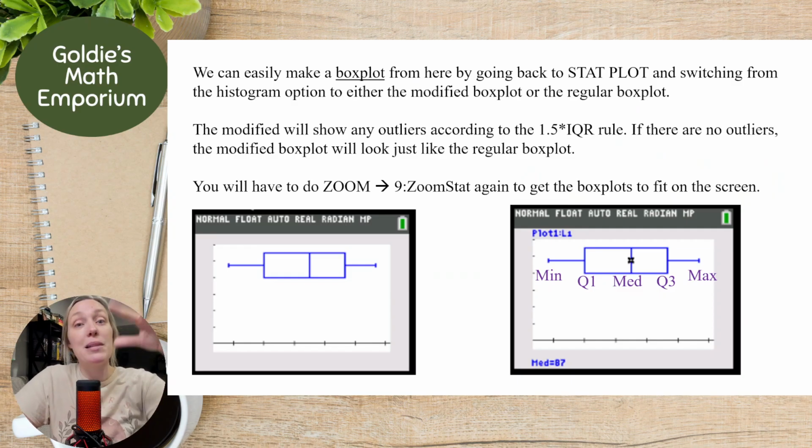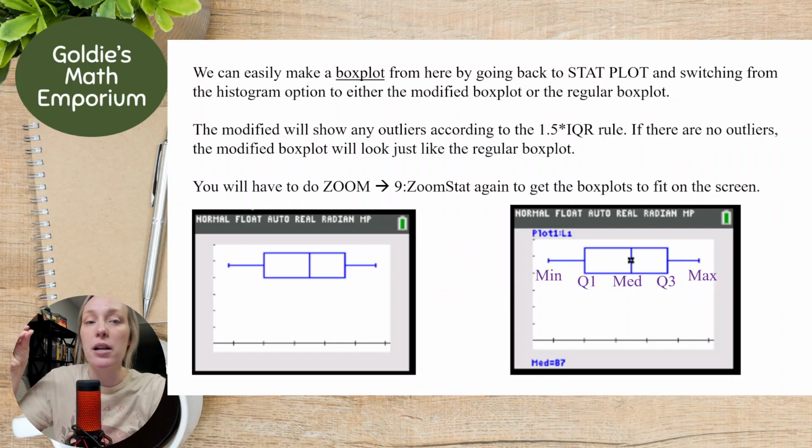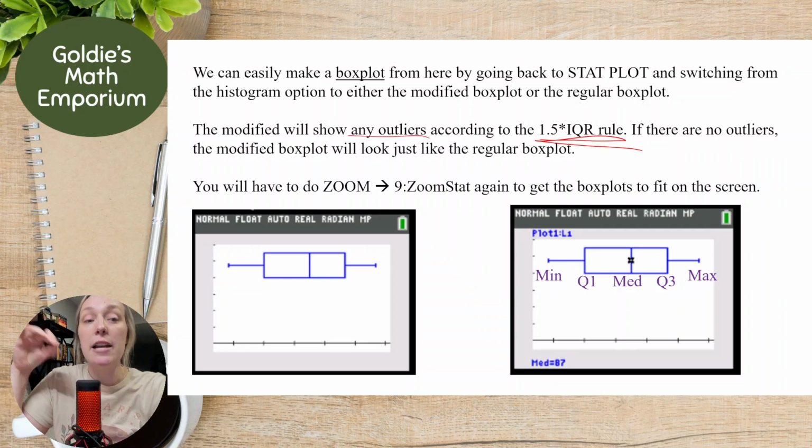So that's histograms. Let's talk about box plots. We can make a box plot of our data. So go back to stat plot and switch from the histogram option over to either the modified or the regular box plot. Remember that modified shows the outliers according to that 1.5 times IQR rule. And if there's no outliers, the modified box plot is actually just going to look like the regular box plot.